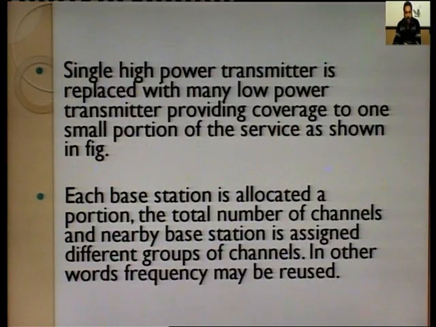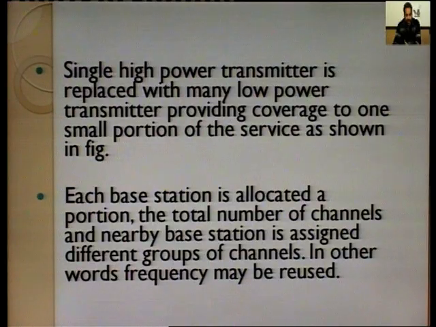So, what is the concept of cells? In cells, the single high power transmitter is replaced with many low power transmitters, each providing coverage to one small portion of the service area, which is called a cell, as shown in the figure. It means that instead of using a single high power transmitter over a larger area, the area is divided into different segments called cells, and each cell uses a transmitter and receiver to provide the services in that area.